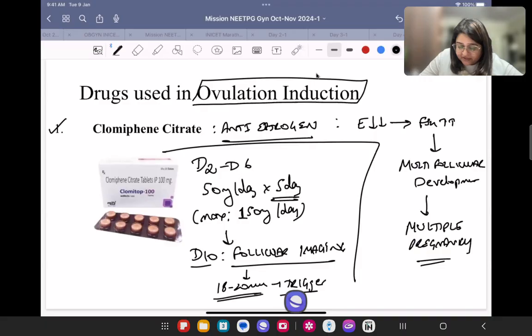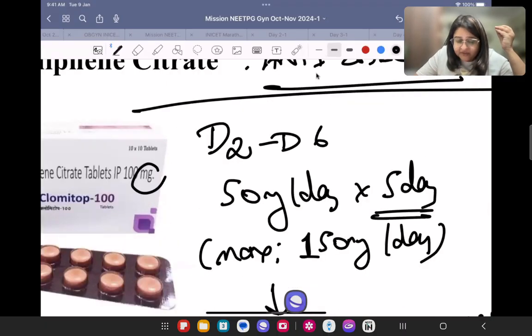What is the trigger? The trigger is something which mimics the LH surge. Okay, what drug do we give which will mimic the LH surge? You can see यहाँ पे भी लिखा हुआ है ना?